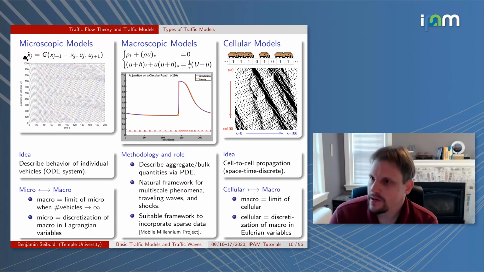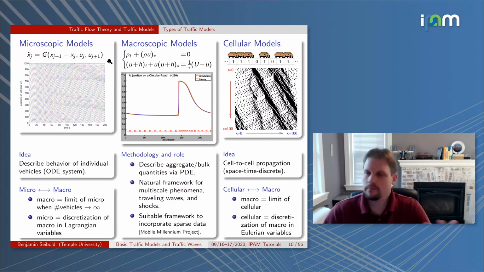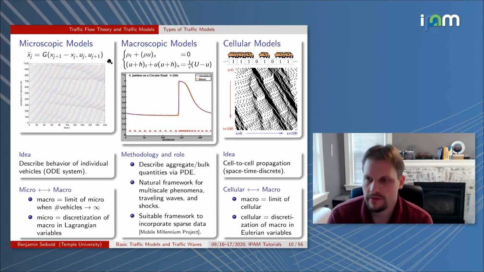And the model, for example, could be an adaptation of Newton's laws of motion. The acceleration of the jth vehicle is some nonlinear function of the distance to the vehicle ahead, its own speed, and the speed of the vehicle ahead, for example. So this could be an example of a microscopic description.